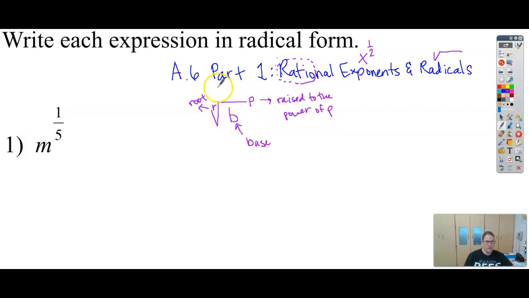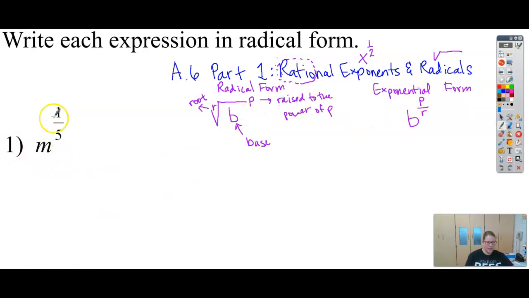This is called radical form because it has the radical here. If I want to write the exact same expression in what's called exponential form, so write this up as an exponent, then the base, the number that stuff is happening to, is still the base in exponential form. The power is going to go on the top of our fraction, and the root is going to go on the bottom. So this tells me that my base is being raised to the power of p, and then also we're taking the r root of it. So both operations are happening to b.